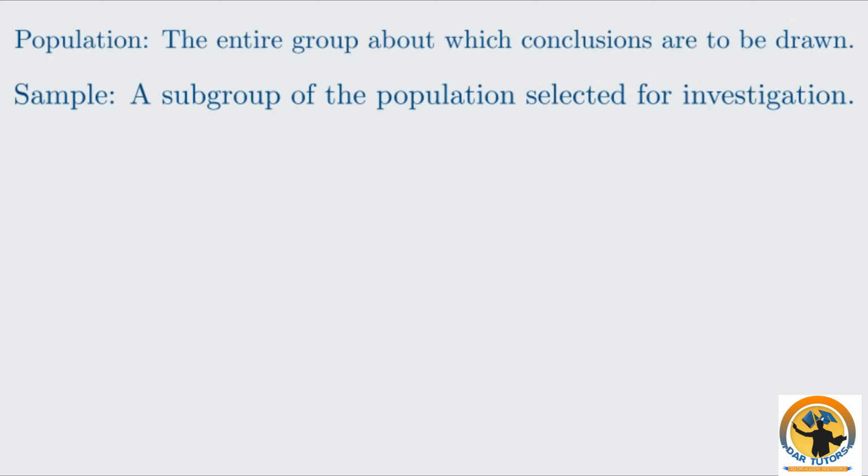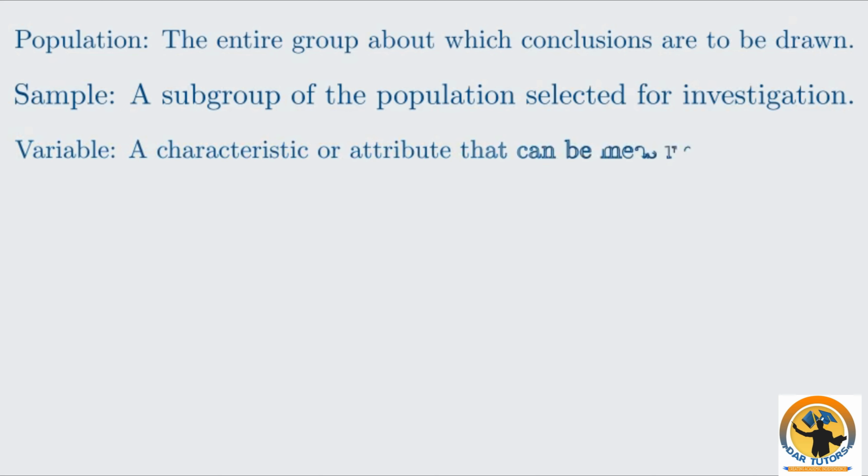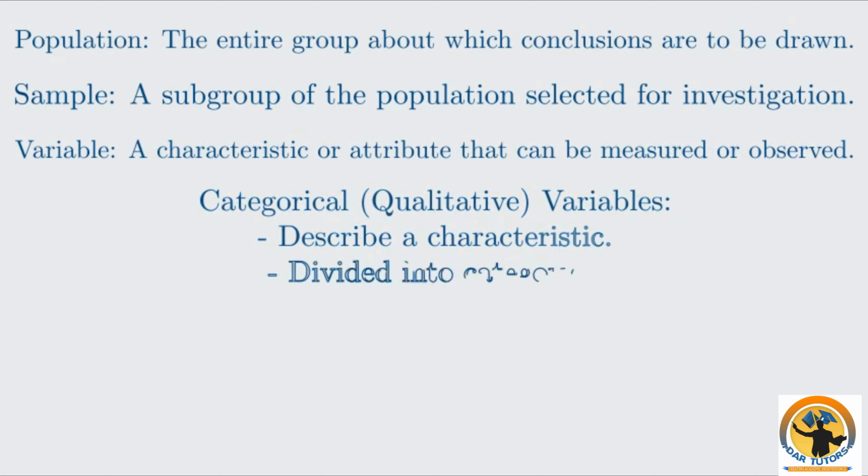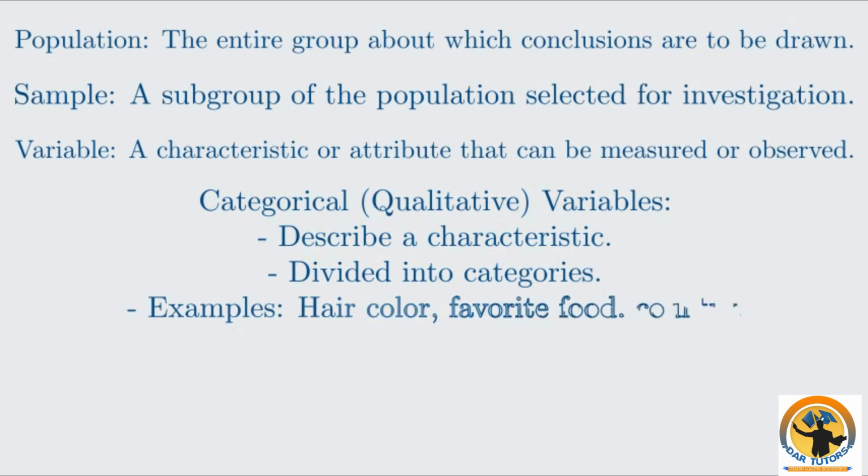A perfect example of a census is a national population count. But in most statistical investigations, we work with samples. When we analyze data, we look at variables. A variable is a characteristic or attribute that we can measure. Variables can be categorized into two main types. First, we have categorical variables, also known as qualitative variables. These describe a characteristic that can be divided into distinct categories. For example, a person's hair color, favorite type of music, or the country they live in are all categorical variables.